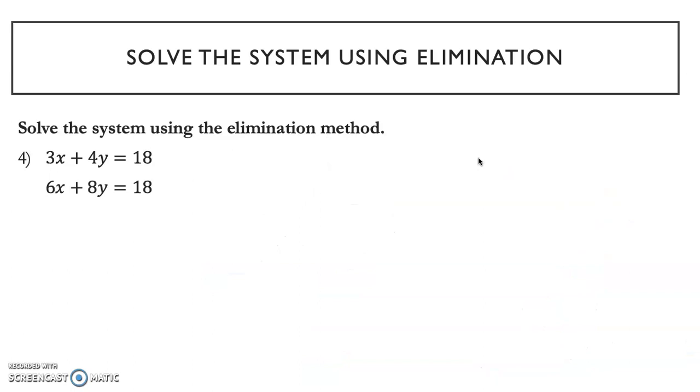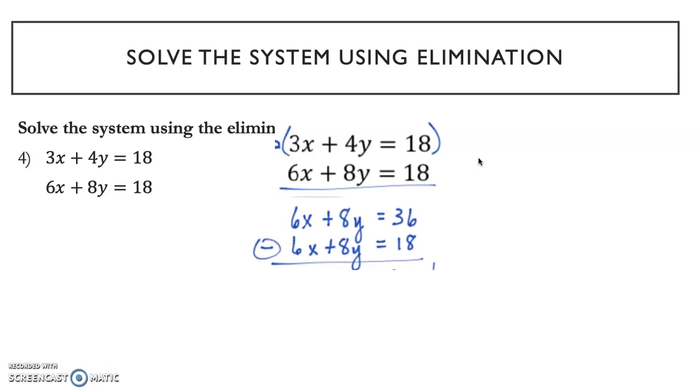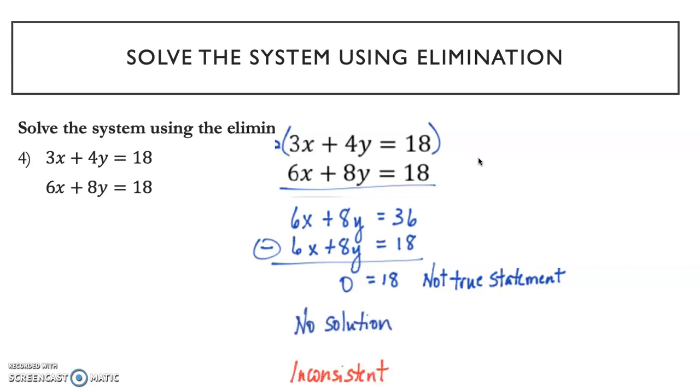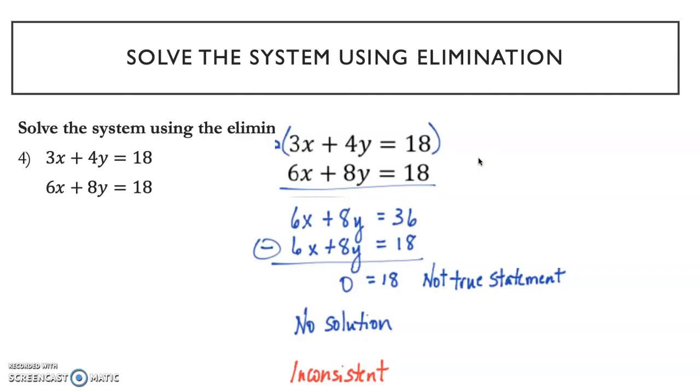And now finally, let's solve this one using elimination. So I'm going to multiply the top equation by +2. And then I get 6x and 6x, so I'm going to subtract. I have to subtract every part of these equations, all three parts. So I subtract the x's, the y's, and I get 0 equals 18. That is not a true statement. So this is an algebraic clue that this system has no solution. These lines would be parallel. So it is inconsistent. All right, this concludes the notes for solving linear systems.